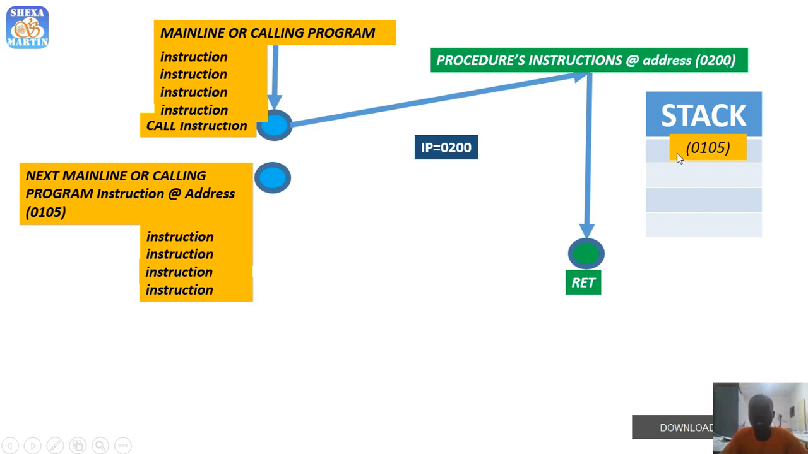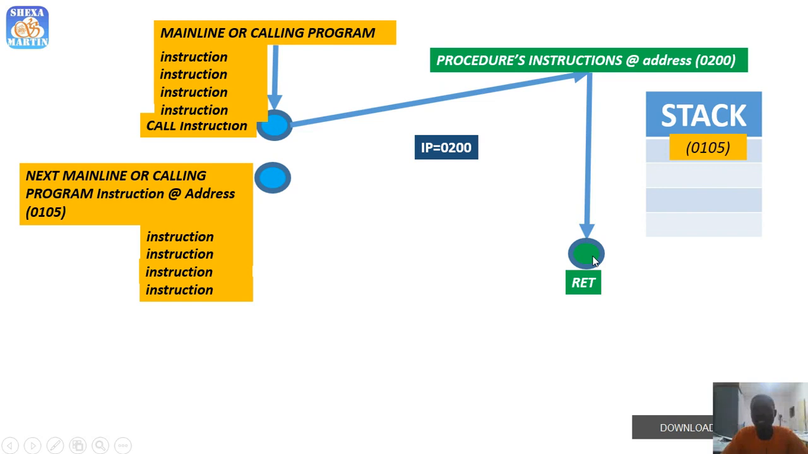But what goes to the stack? What goes to the stack is the address of the next instruction to be executed in the main line, or calling program, after the call instruction. And then it runs the called procedure. So the called procedure has its instructions here. Then it gets to return.